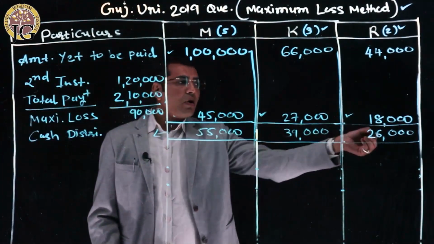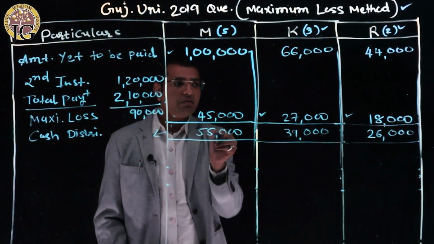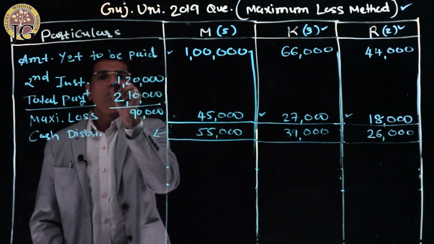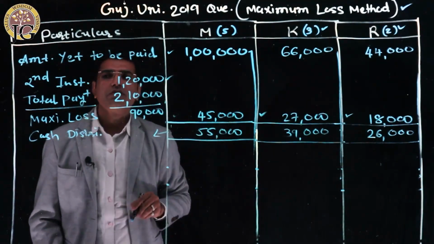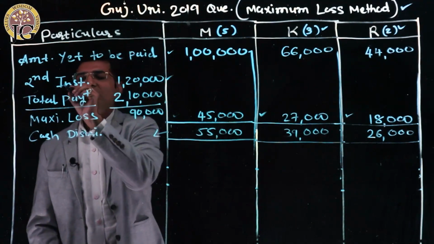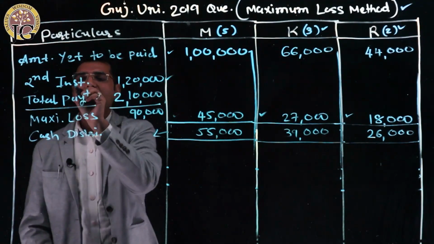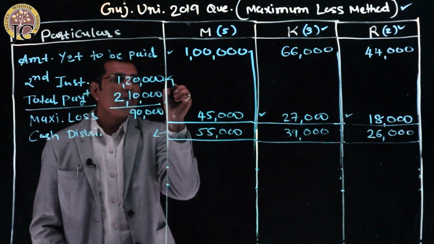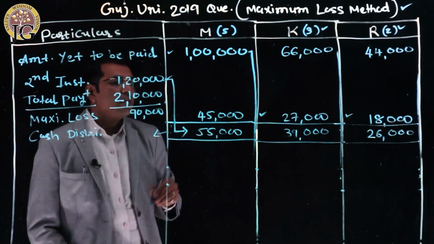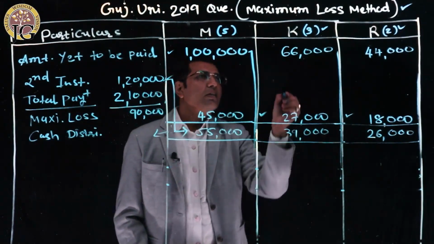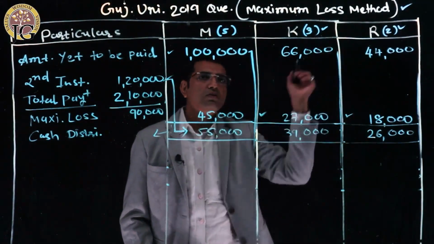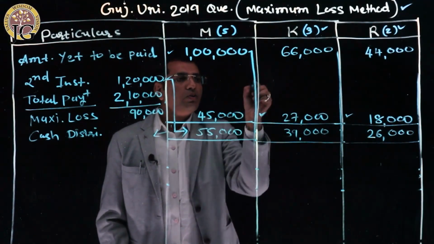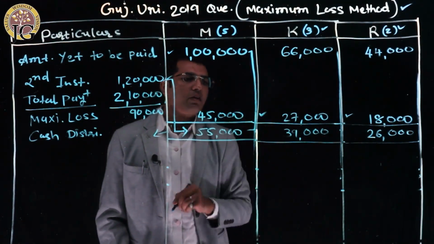You can tally this amount by totaling 55,000 plus 39,000 plus 26,000. You will get a total of 1,20,000 rupees. So this 1,20,000 is cash in our hand by the second installment. This 1,20,000 is distributed amongst the partners like this: 55,000 to M, 39,000 to K, and 26,000 to R. So ultimately, we are here to distribute the cash amongst the partners, right?